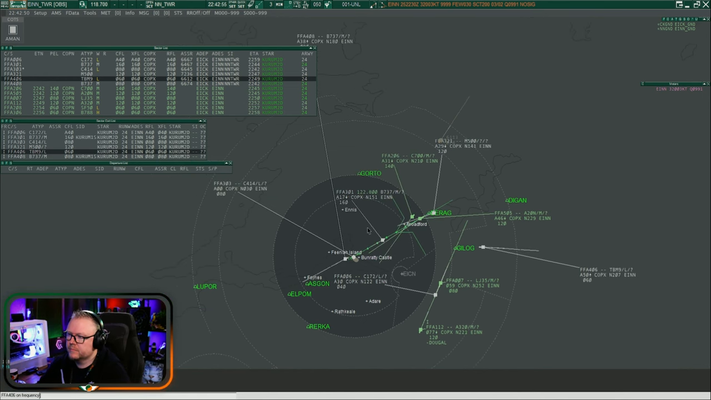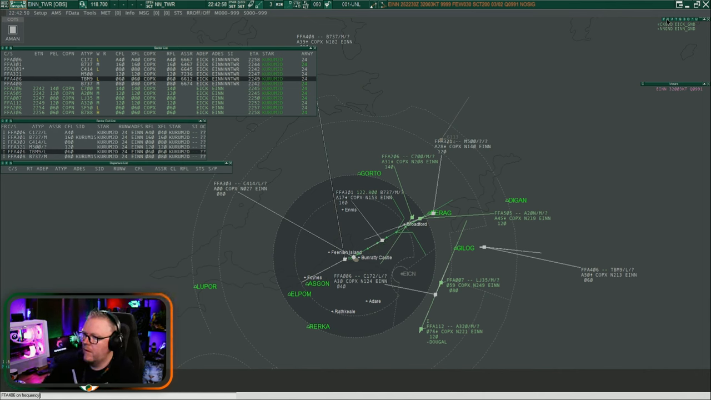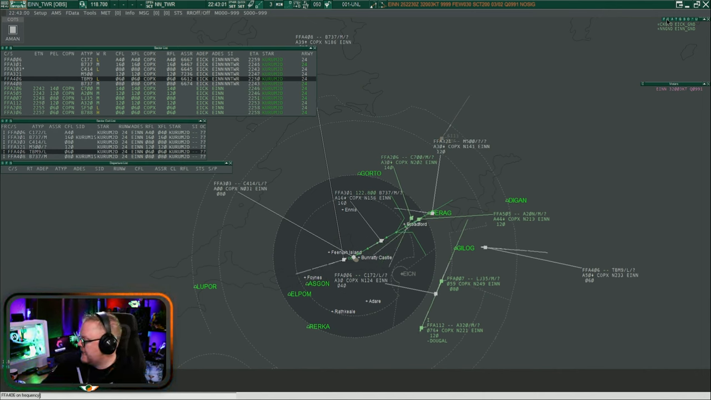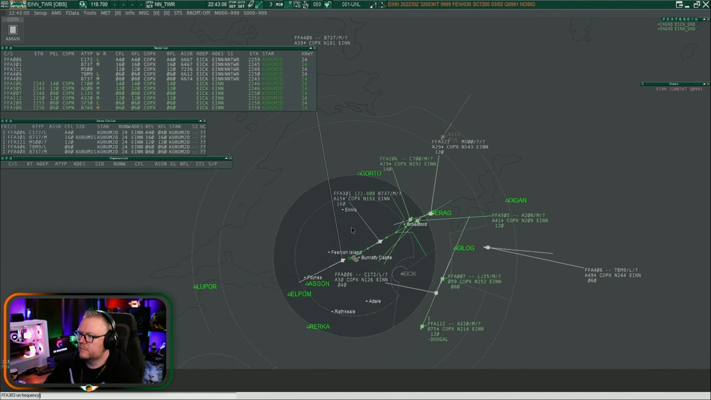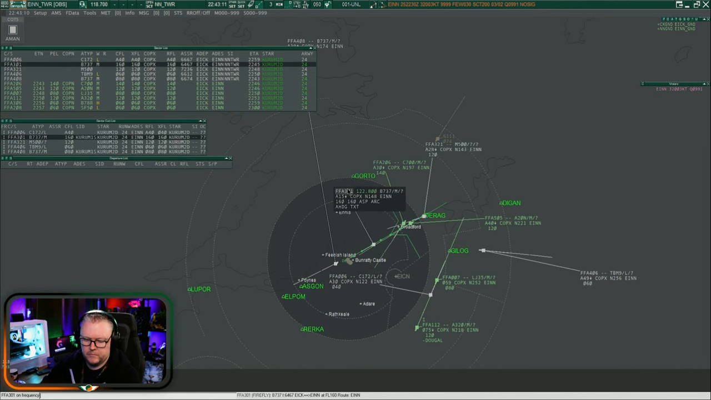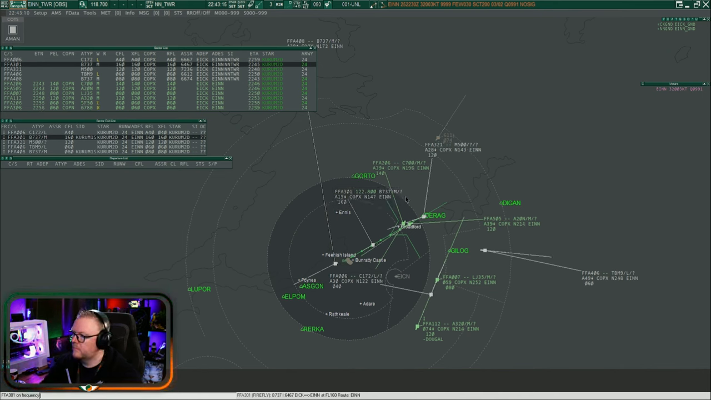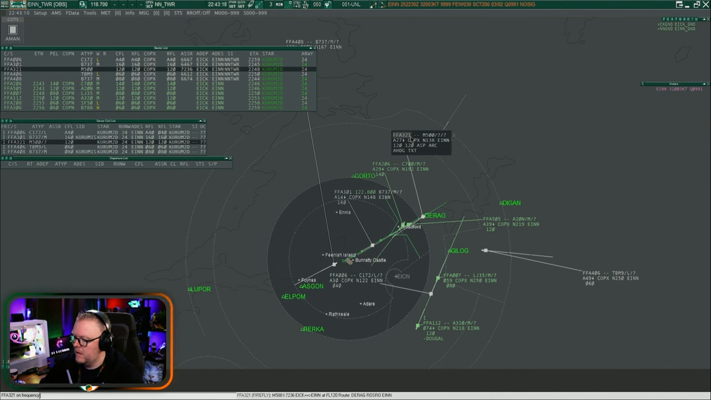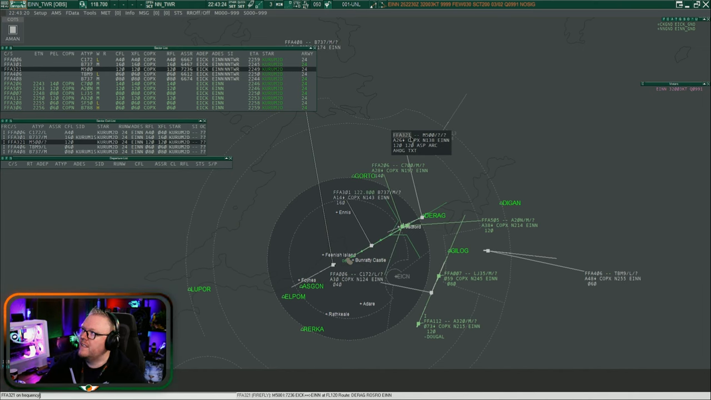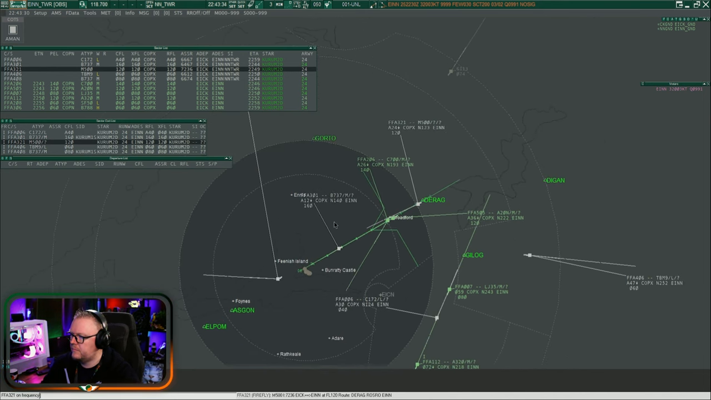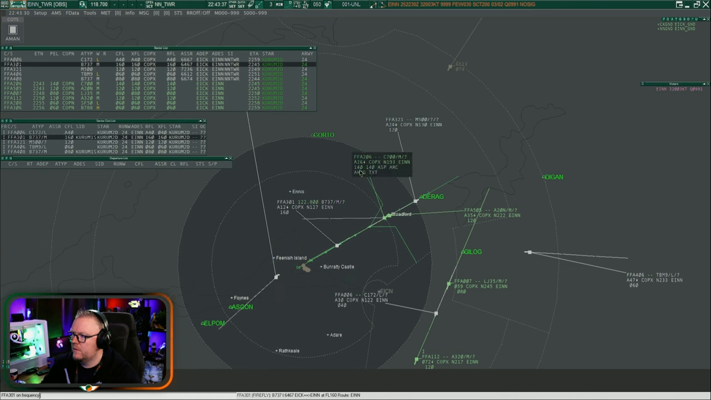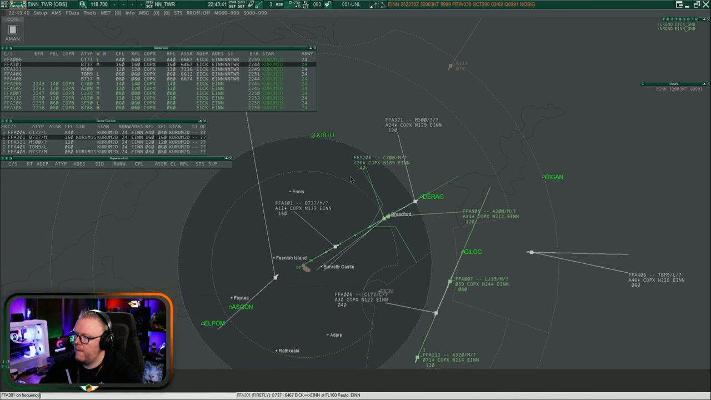Shannon Tower, Firefly 303, fuel evacuated, runway 24. Firefly 303, thank you. Welcome to Shannon. Contact ground 121.8. Bye bye. Ground 121.8. Thanks. Bye. Shannon Tower. Firefly 321. Overhead, Derek. Firefly 301. Winds 320 at 3 knots, runway 24, clear to land. Clear to land, runway 24, Firefly 321.